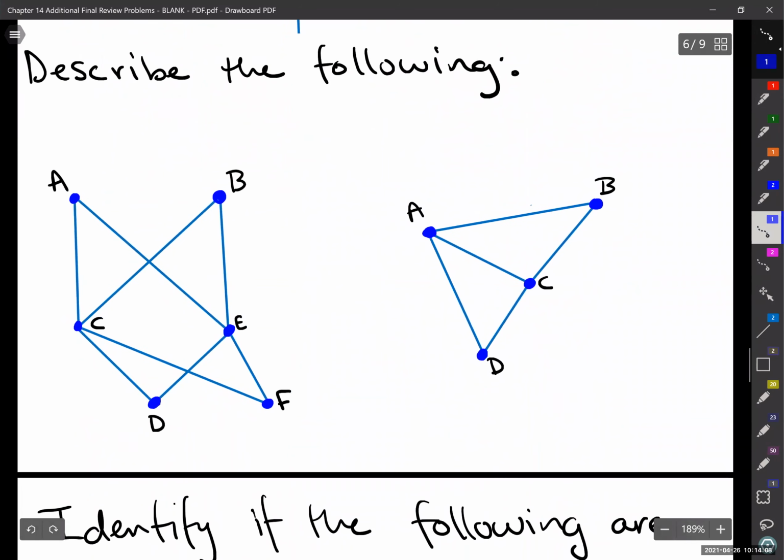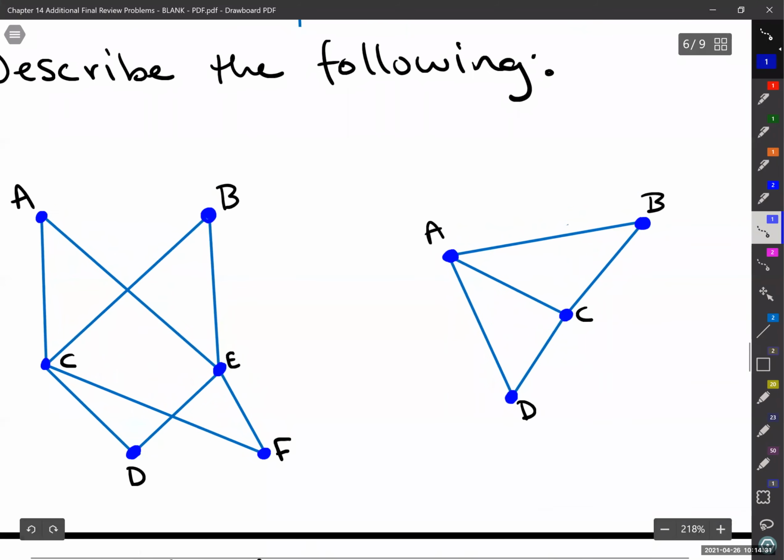Now I say describe the following, and what I mean by that is think about whether it has a Hamilton circuit or an Euler circuit. Remember, some graphs have neither, some graphs have one or the other, some graphs have both. So the first thing I would do is see, does each graph have an Euler circuit, by asking, is every vertex even degree? If so, you know it has an Euler circuit. And then see if you can come up with a Hamilton circuit. So we've got two separate problems here.